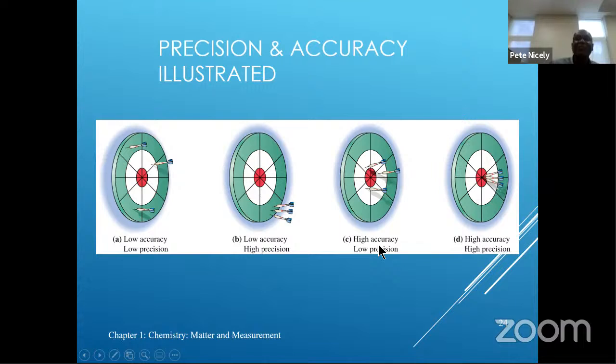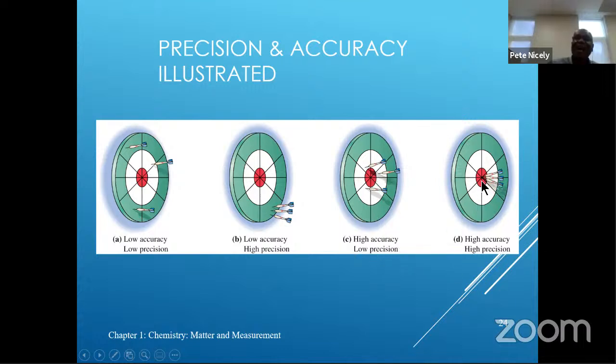Now, in the case of the third attempt here, what you'll find is that the darts are relatively close to each other, but they're still not hitting the center. So this represents a situation of high accuracy. Actually, these darts are not as close to each other as possible, but they're close to the center. So that represents high accuracy and low precision.